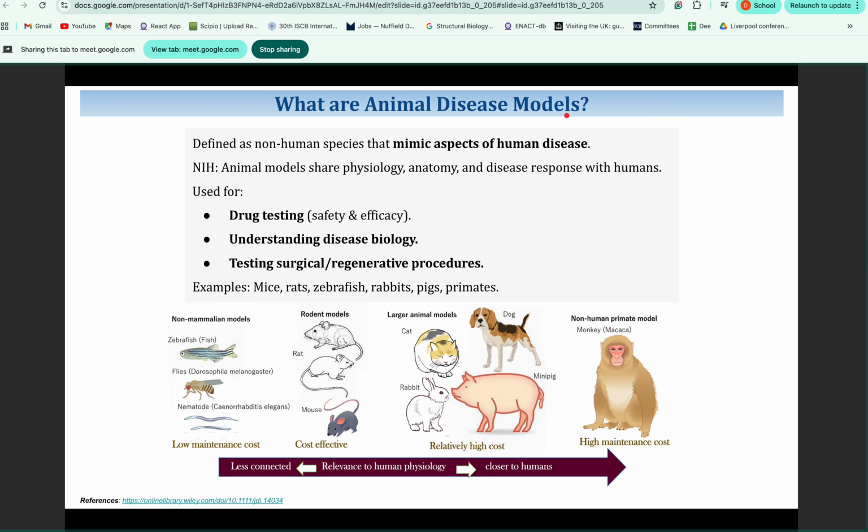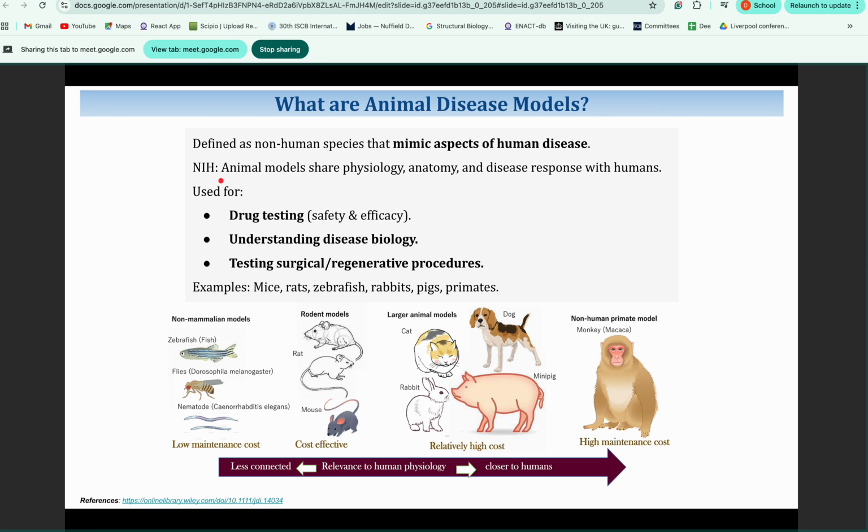Now, what are animal disease models? They are defined as known non-human species. Although humans are also under the kingdom Animalia, for disease models we only use non-human species which mimic aspects of human disease. So we will only use those species which can mimic the human disease effects. We cannot use those animals which are completely away from humans.